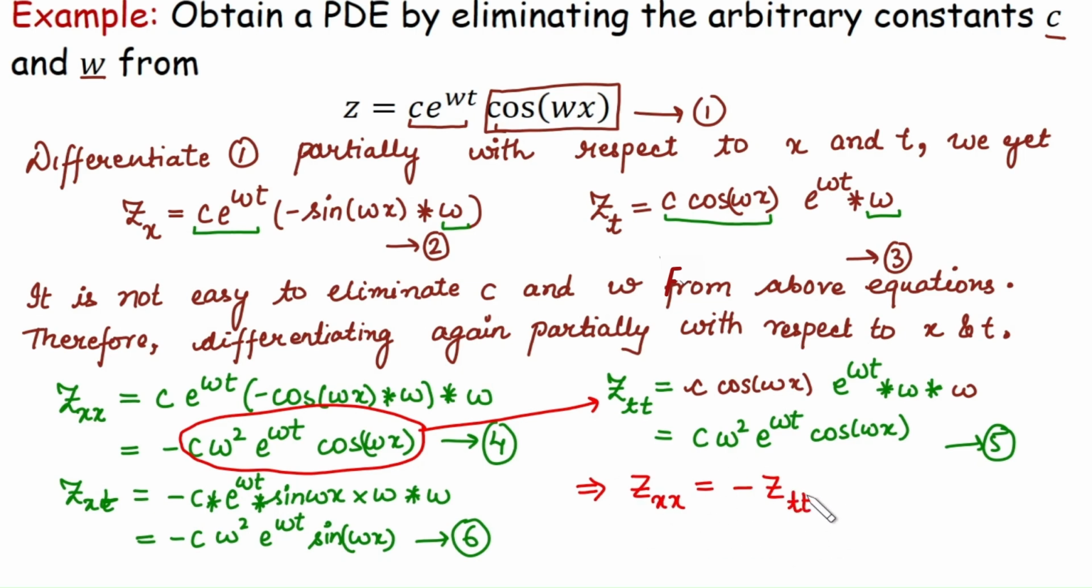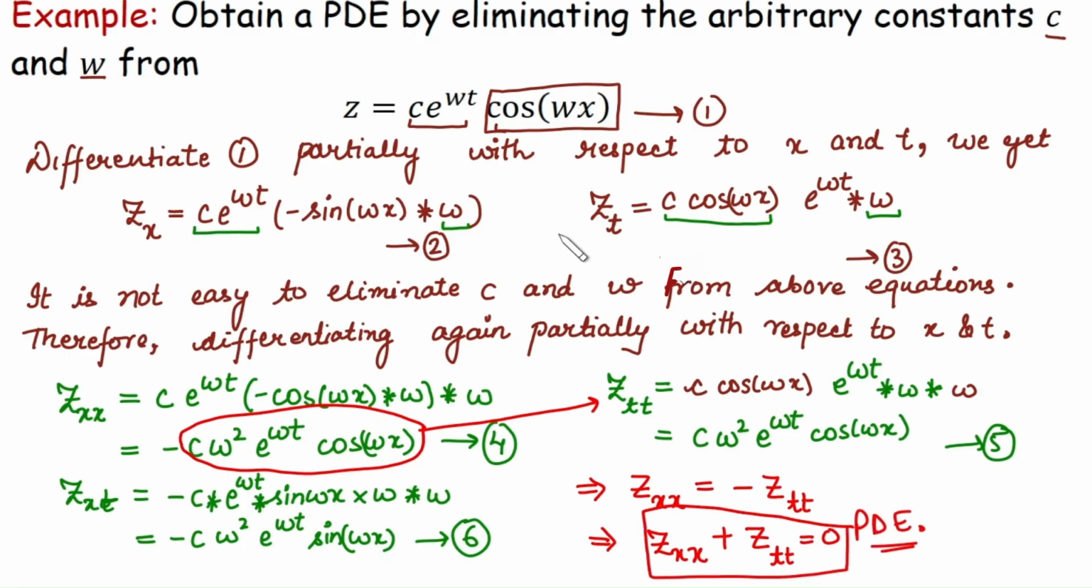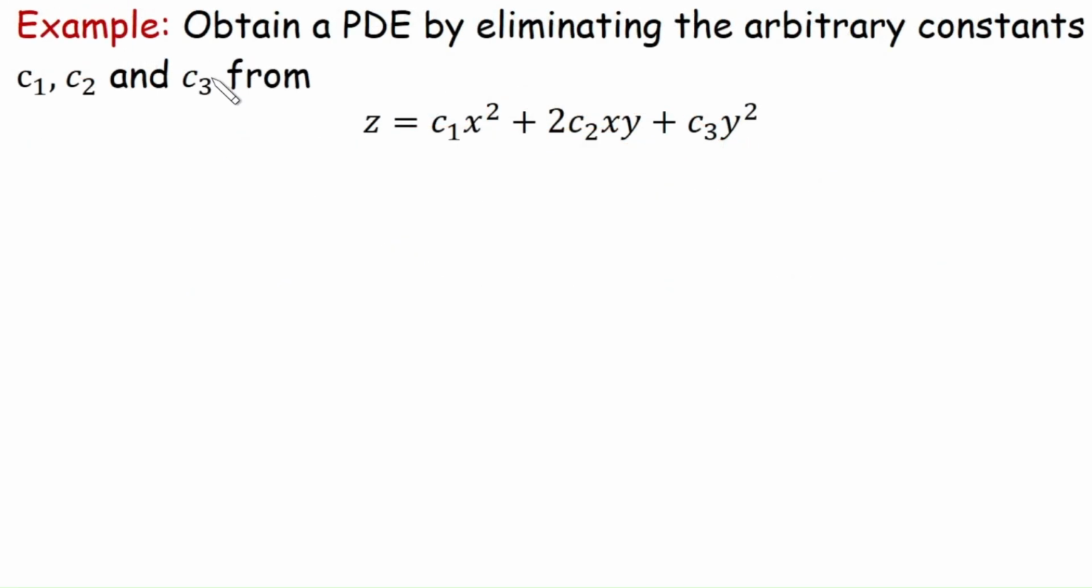Now think, does it contain a constant? No. Therefore, we got the required PDE. So the PDE we are getting is the second order derivative of z with respect to x plus the second order derivative of z with respect to t is equal to 0. Sometimes it is difficult to eliminate the constant with the help of first order partial derivatives. In that case, we can use higher order partial derivatives to eliminate the constant. Let's consider another problem similar to the previous one.